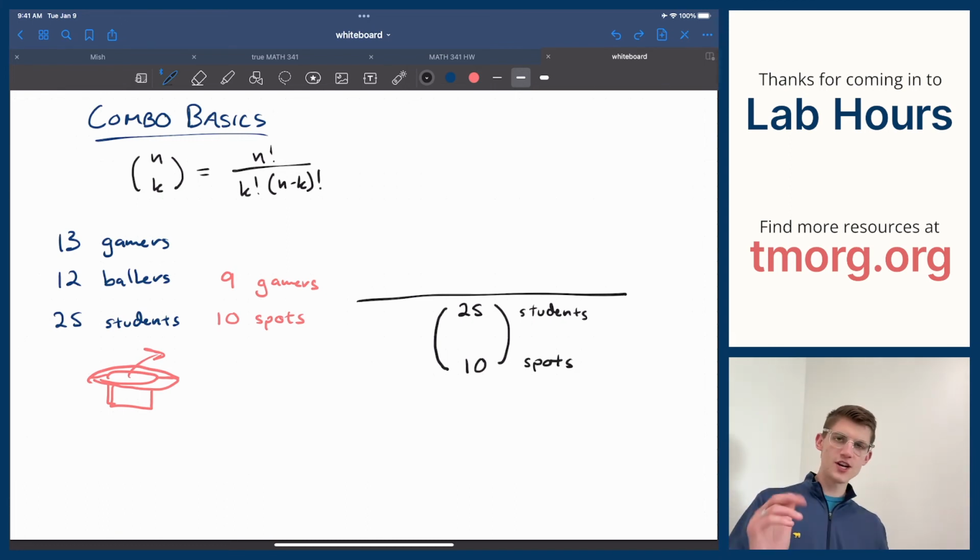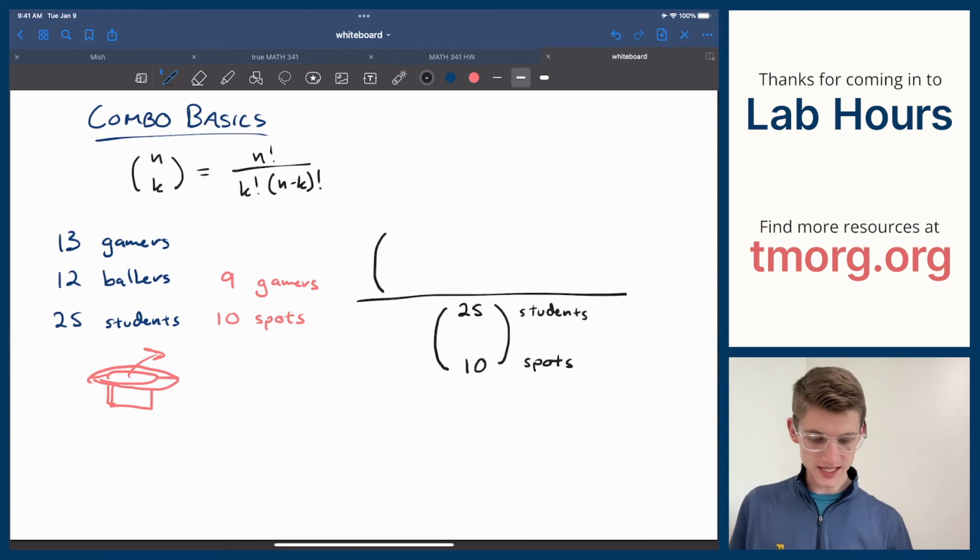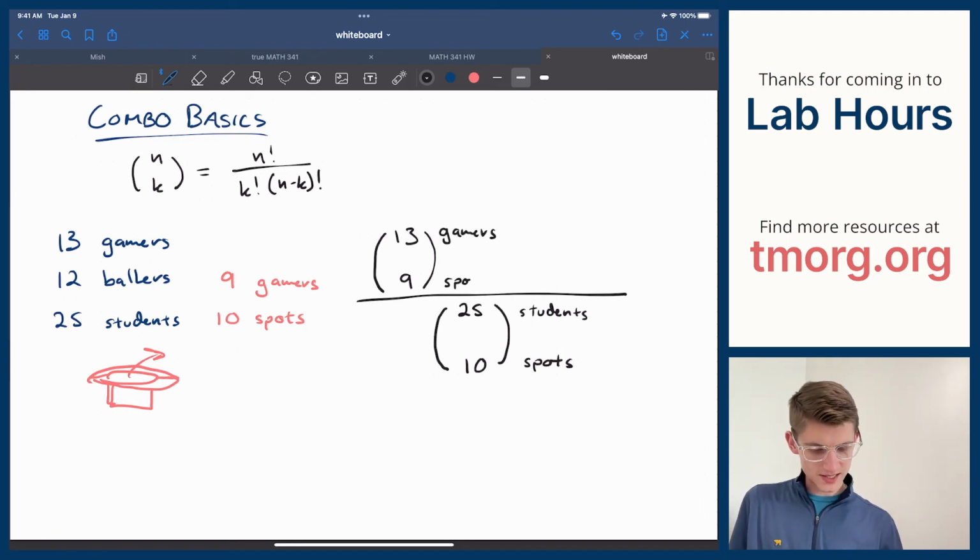If I just want to know the probability that we get 9 gamers into 10 spots, or that is to say, if I just want to know the number of different ways there are to get 9 gamers into the spots, well, that would be easy. I would just do a 13 pick 9. I want to pick from the 13 gamers. I want to give them 9 spots.